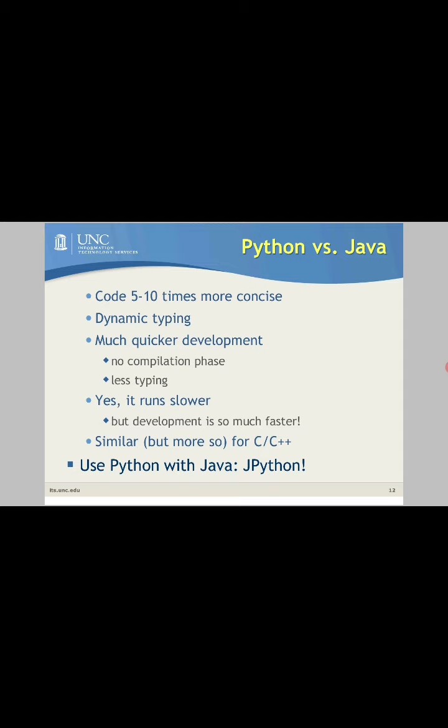easy to use and easy to create applications and others. Because of less typing, we can easily develop and complete the scripts, with auto completion of the statements. And it runs slower, a little bit slower, but the development is so much faster. Similar, but more so, for C and C++. Use Python with Java.